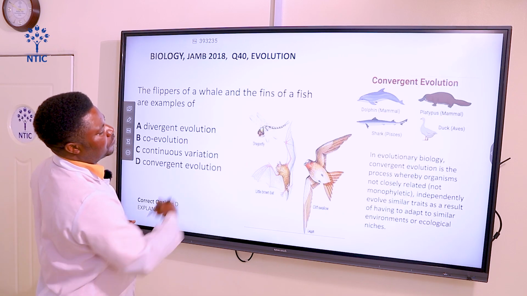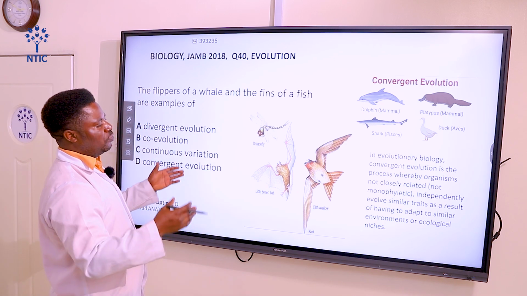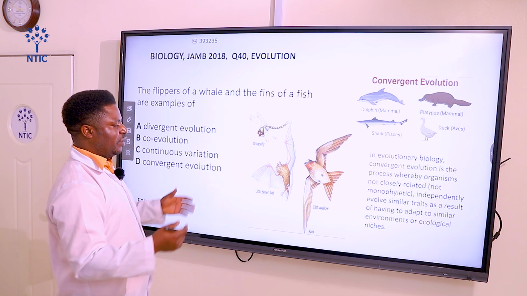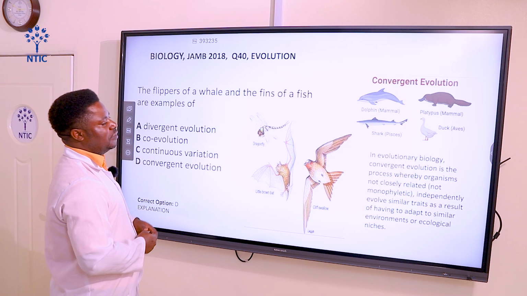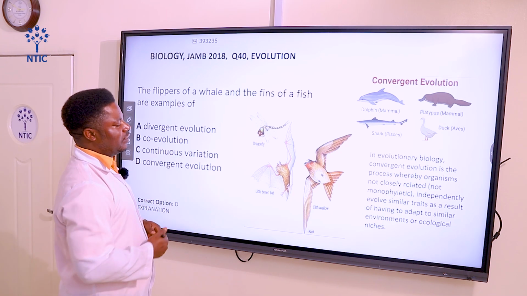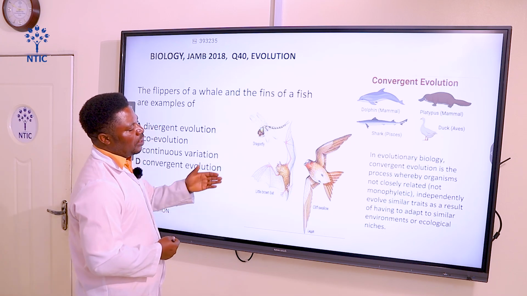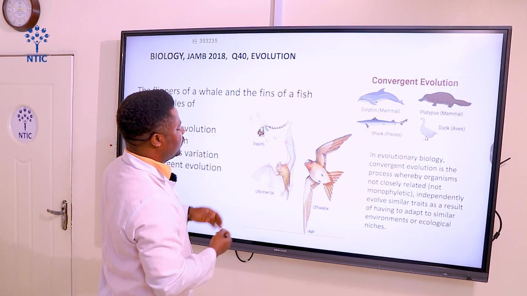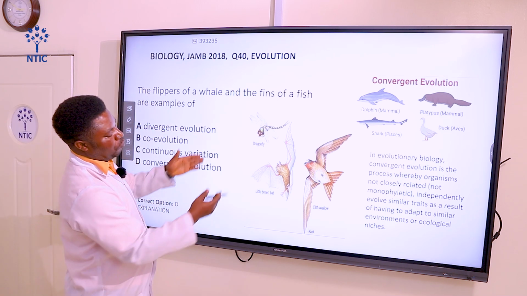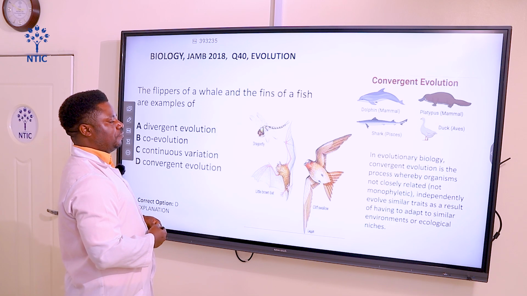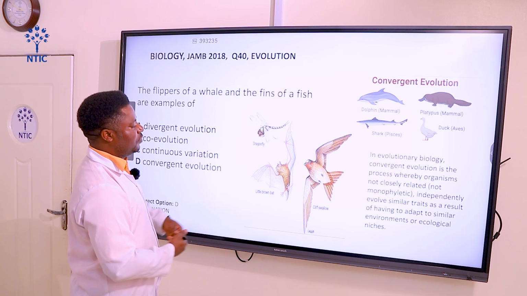Now, these are different organisms that have developed similar structures as a result of the need to explore the environment in which they are living. They are from different ancestral lines. If you trace the phylogeny or the evolutionary tree of these organisms, you will see that they never originated from one ancestor, but they have similar structures due to the need to explore the environment in which they live.